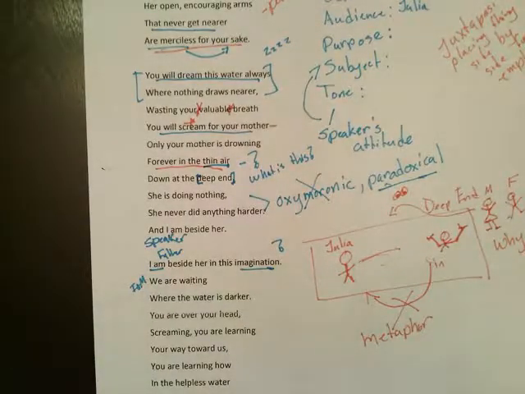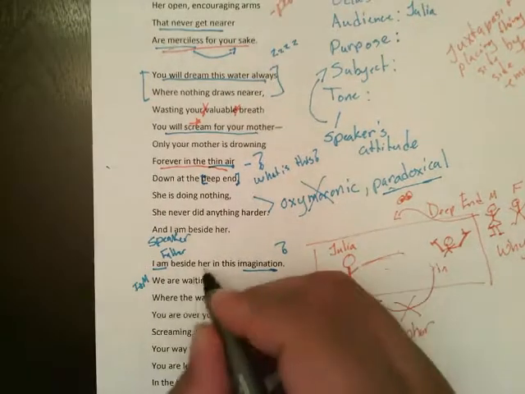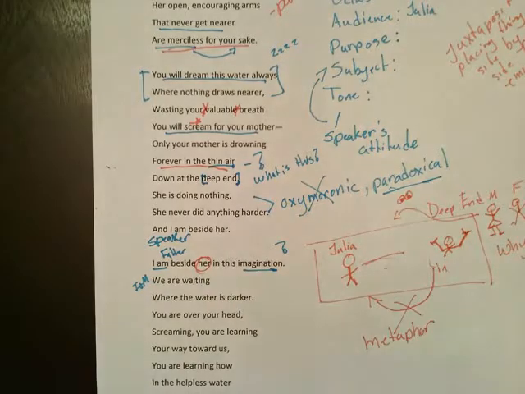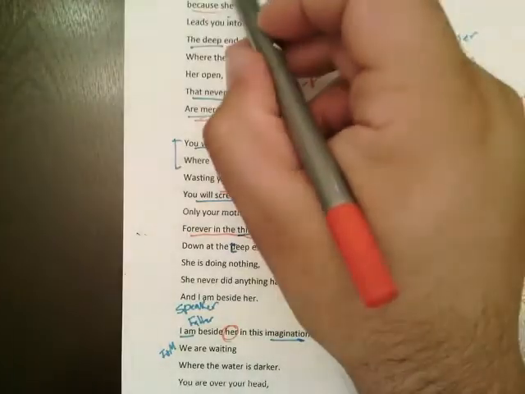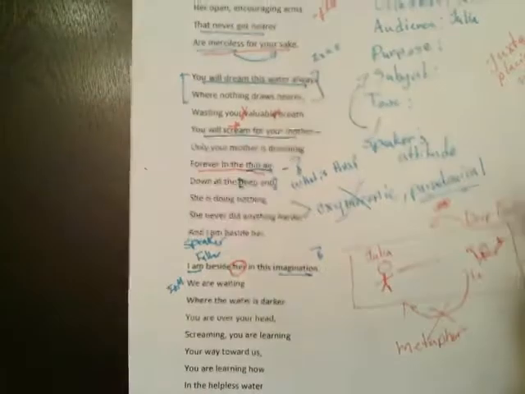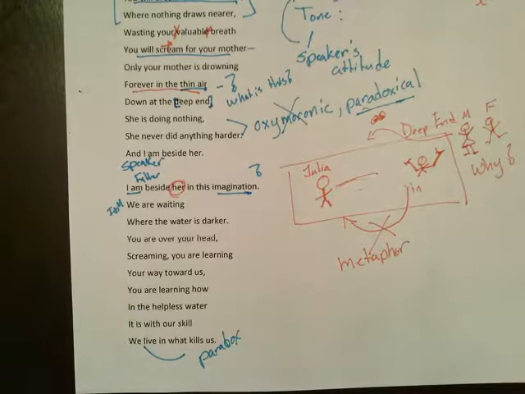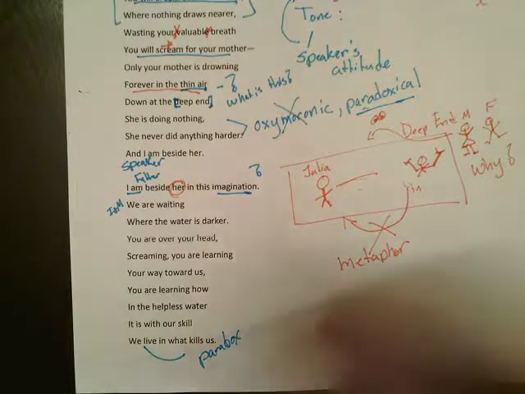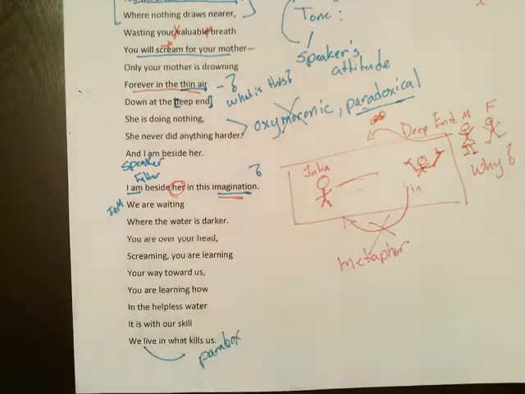Alright, and then we come through the next part. I am beside her in this imagination. Okay, so who's the her here? If we think the you is Julia, there's a possibility of two females. So it's important to distinguish, and I'm pushing the paper up, sorry, who the her is. I am beside her in this imagination. Okay, and I still don't understand what this is.